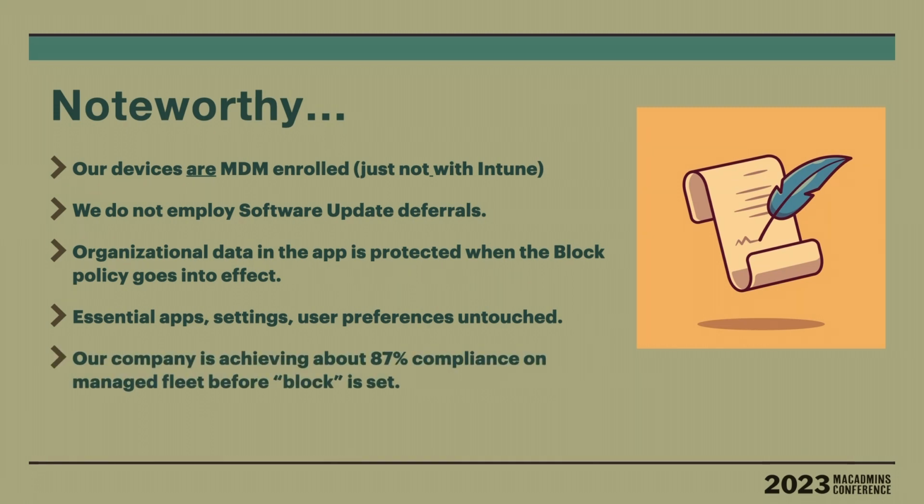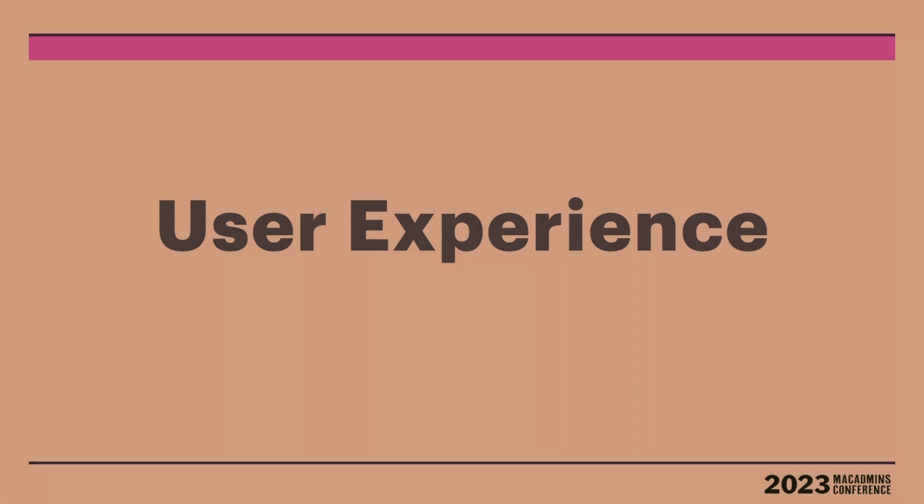Our company is achieving about 87% compliance on the managed fleet before the block is set. Also, management people are super happy and excited that we've reduced our ticket count by 82% on the help desk. First call resolutions have not only increased, but there's a smaller number because the message on the screen is super clear. So here's the user experience. Before I go, any questions so far?